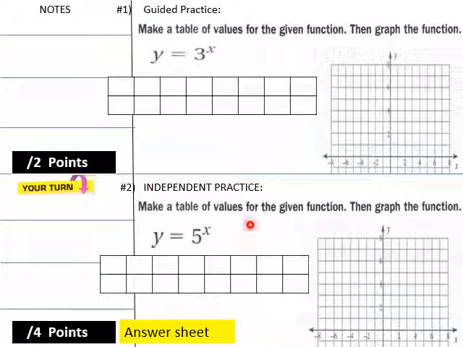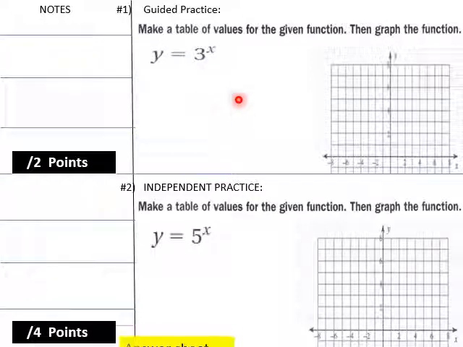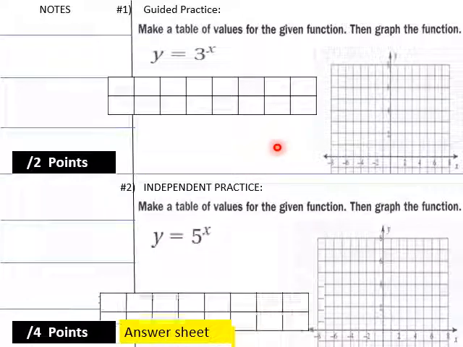Y equals 3 to the x. Pay attention, okay? So you can do your independent practice. Okay, y equals 3 to the x. How would we graph that?